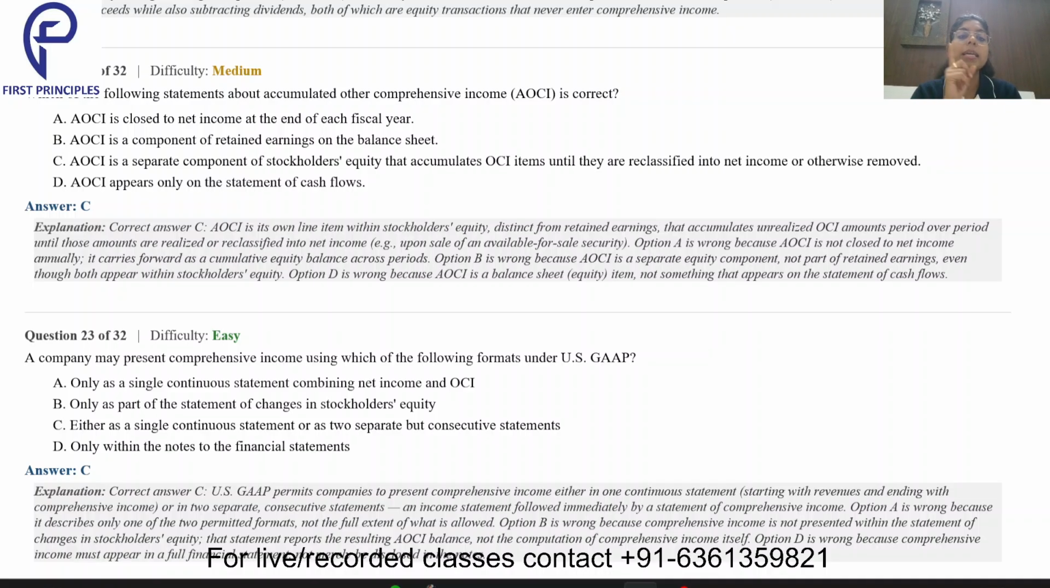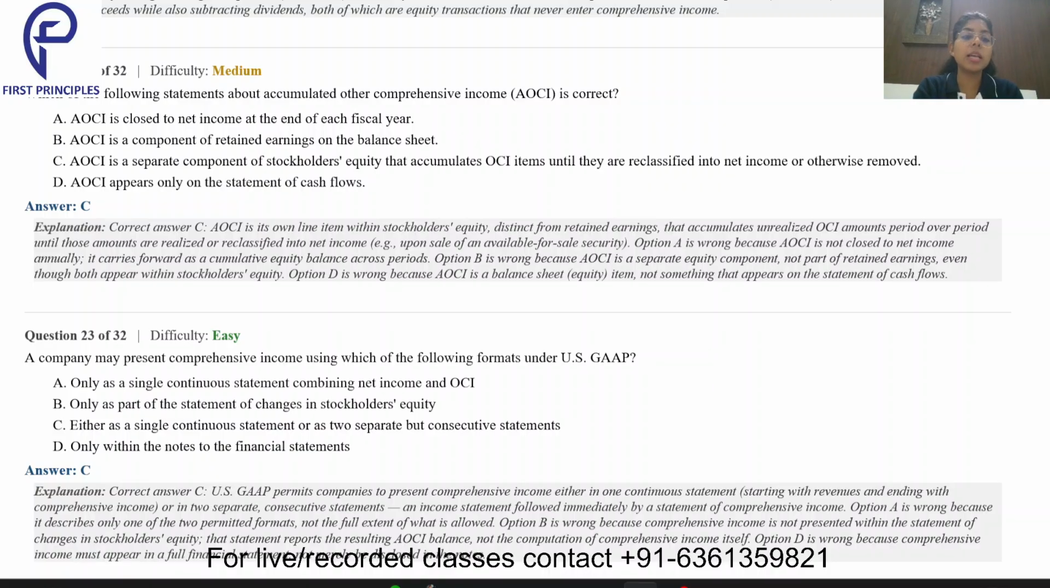Option C: AOCI is a separate component of stockholders' equity that accumulates OCI items until they are reclassified into net income or otherwise removed. Is this the correct answer? Yes. Why? Because AOCI, accumulated OCI, is the collection of all the other comprehensive income that we have accumulated over the years. Unless and until that OCI item is either reclassified into net income or completely removed, it will stay under the AOCI. So that is why option C is the correct answer.